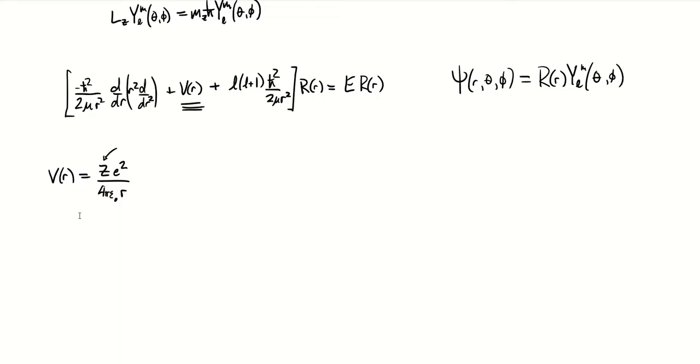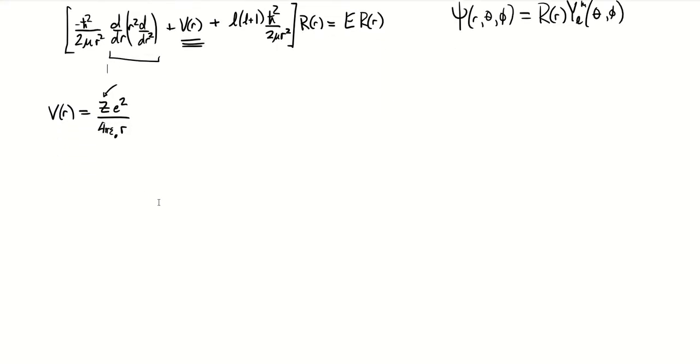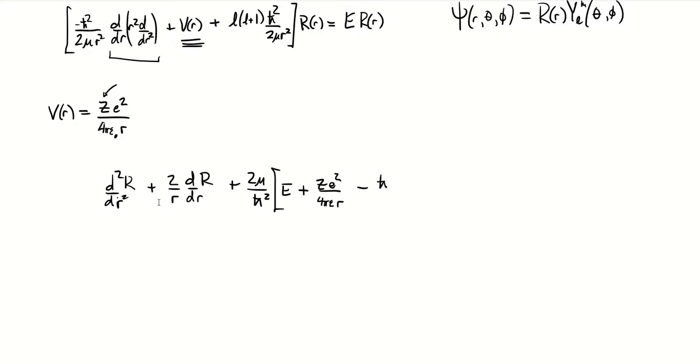So if we substitute that in for our potential, and do a bit of chain rule on that term there, this differential equation ends up being d²/dr² plus 2/r d/dr, operating on our radial wave function, plus 2μ/ħ² times, having done a bit of algebra and brought everything over to this side, Ze²/(4πε₀r) minus ħ² l(l+1) divided by 2μr², that acting on a radial function, all equal to 0. So this is the differential equation we're going to solve.